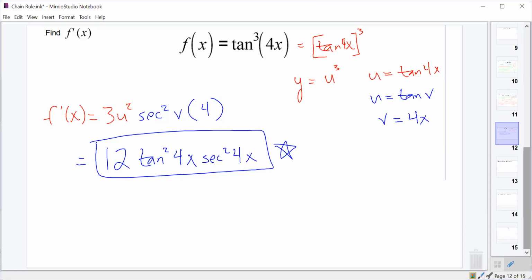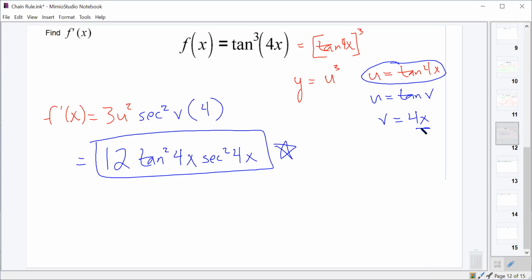Can you explain how you went from 3u squared secant squared v times 4 back down to the final one? Yeah, so we got the 3 and the 4, that's 12, right? We multiply the 3 times the 4. Then we have u squared. Well, u was tangent 4x, so that's just tangent squared of 4x. And then we have secant squared v, and v was 4x, so we just replace that with the 4x, secant squared 4x. Okay, thank you.